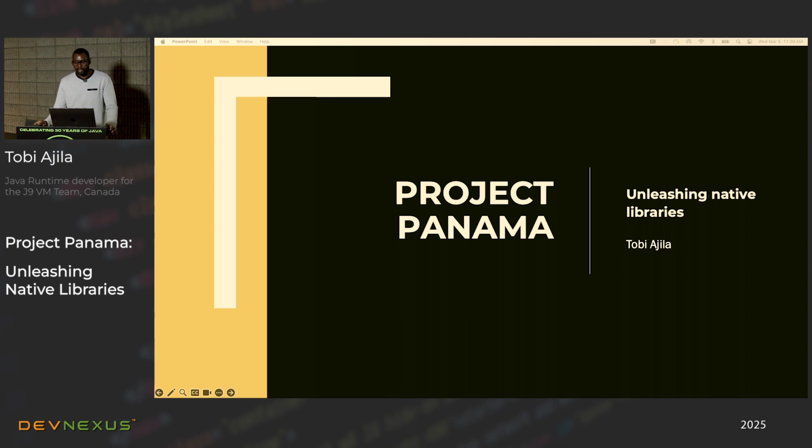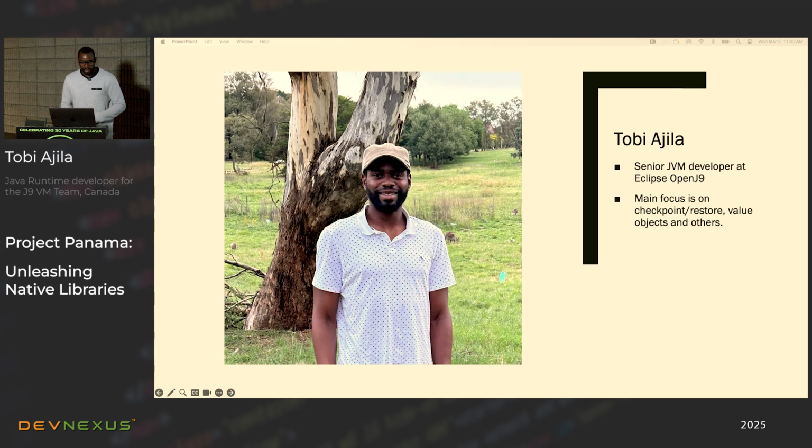And today I'll be talking to you about Project Panama, Unleashing Native Libraries. So my name is Tobi Ajila. So a little bit about myself. I'm a JVM developer on the OpenJ9 JVM team. I've spent a bit over a decade working on JVMs, mostly focused on the runtime aspect of things.